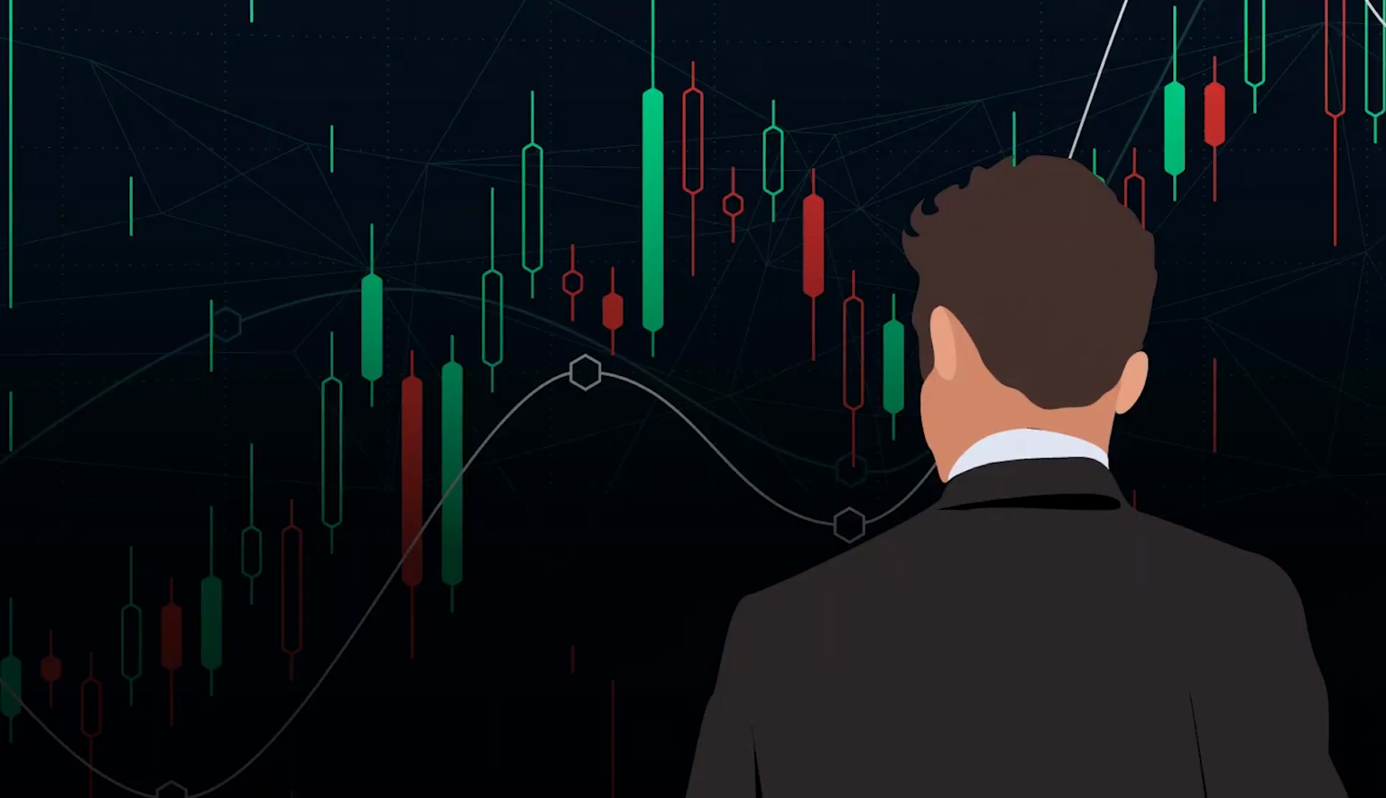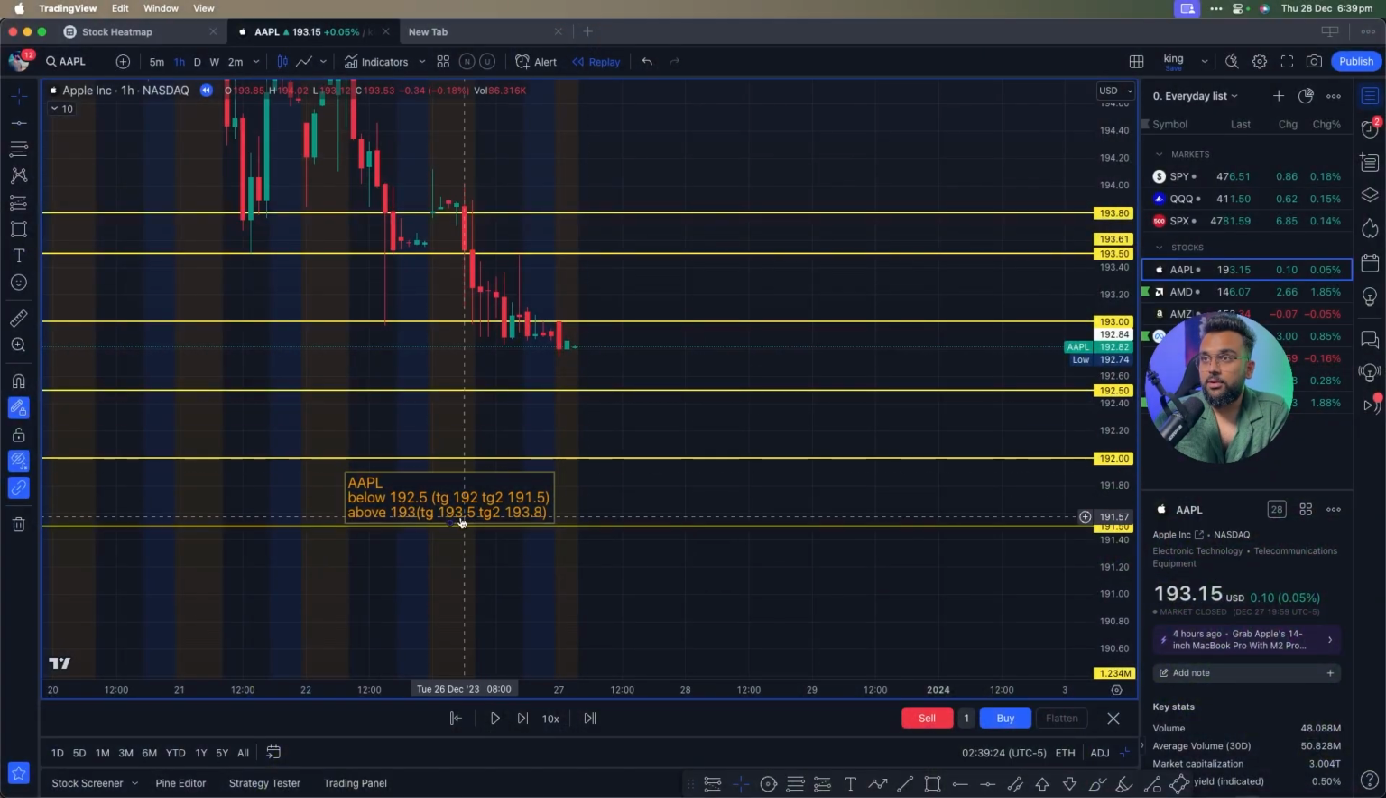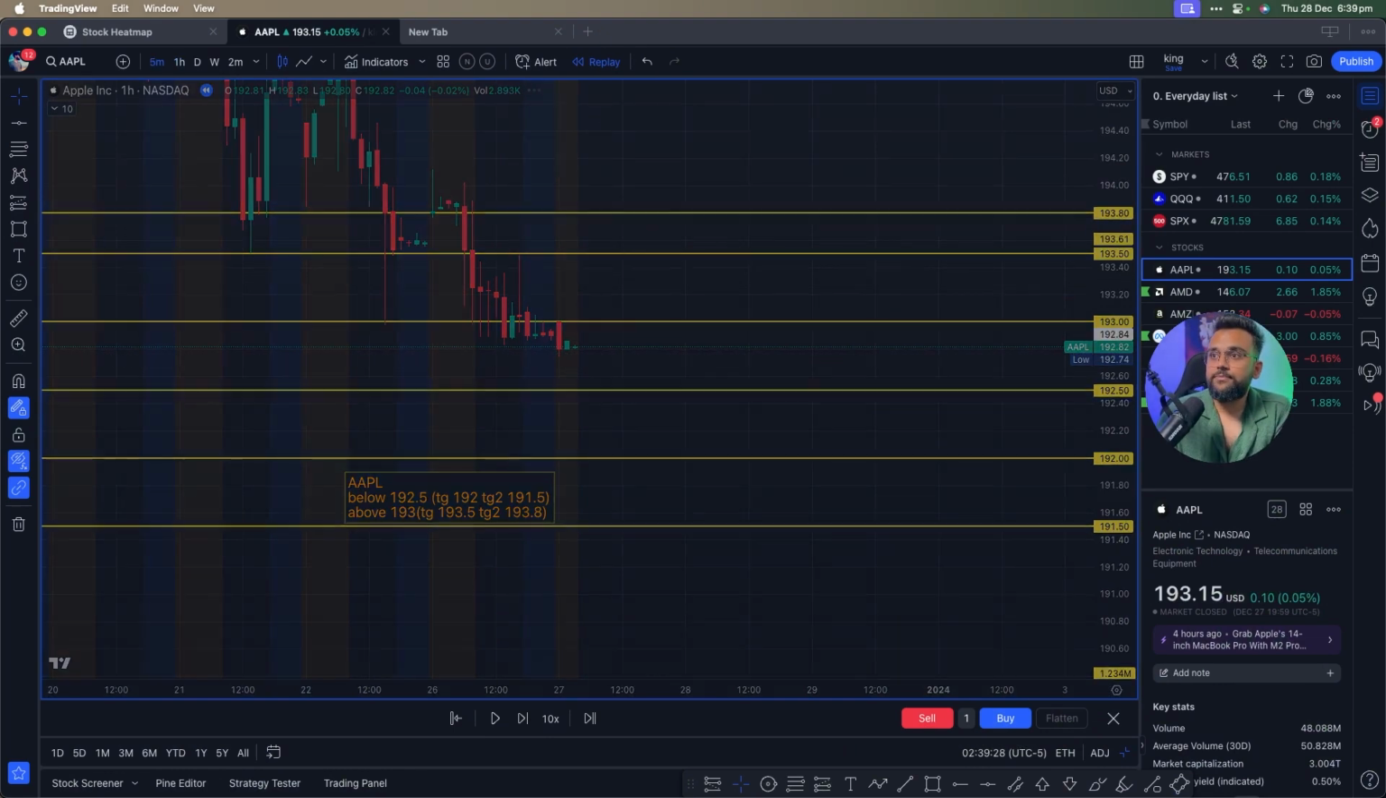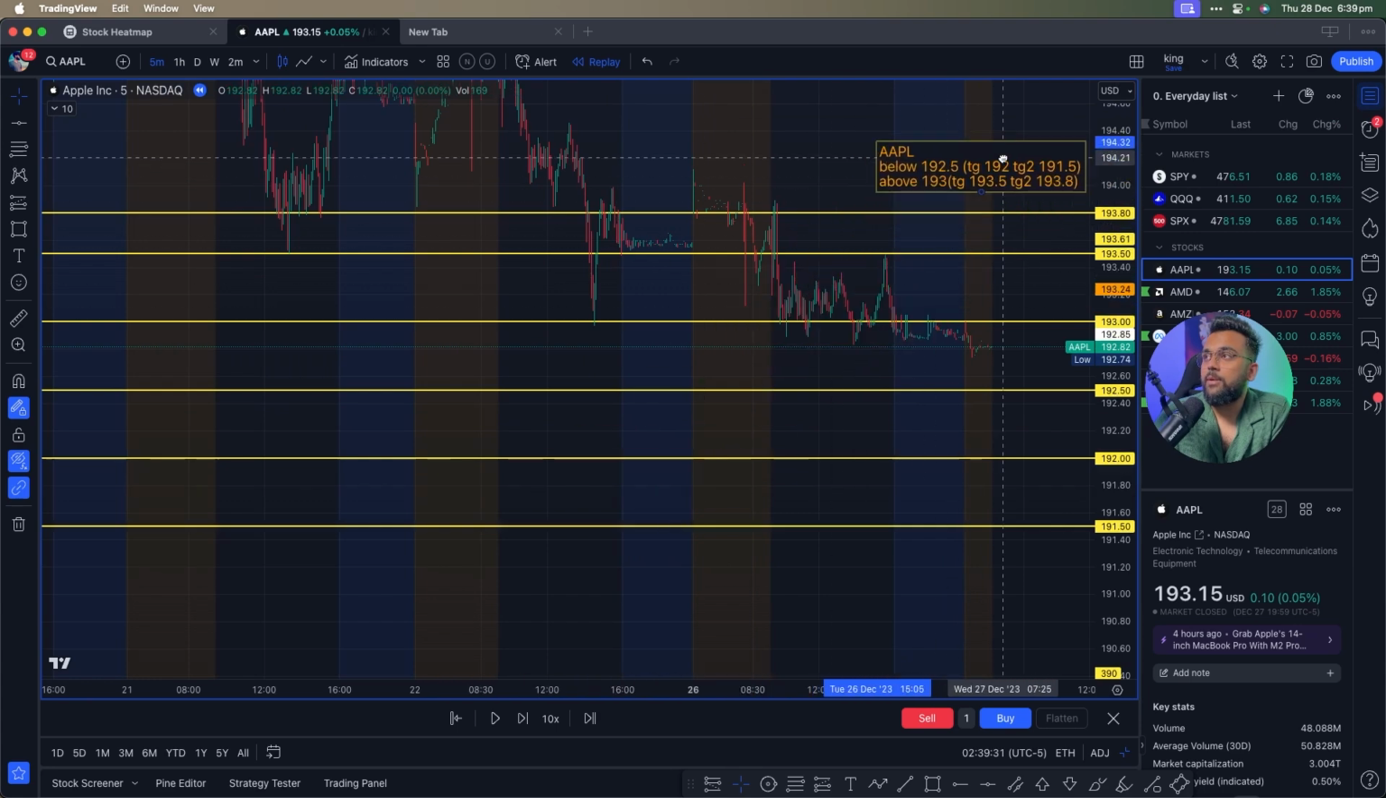Okay. But remember, sometimes these levels break. When these levels break, we try to catch the move towards the upside or downside. All right. Like we have a plan right now for Apple that we are watching below this level and above this level. All right. Now let's see on a 5-minute chart what's happening. Yeah, what was the plan again? This is the plan.